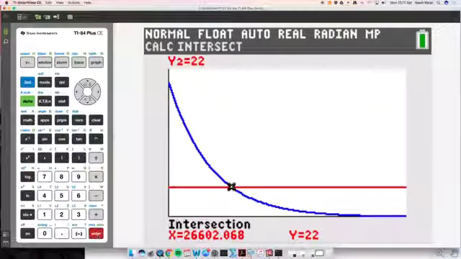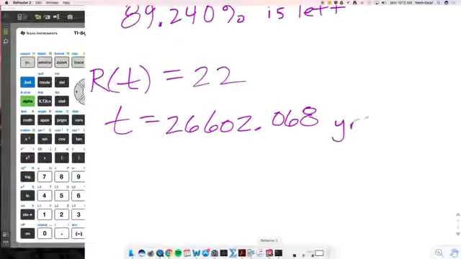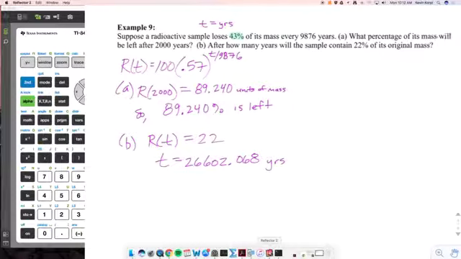Enter, enter, enter. So underneath R of T equals 22, you now put T equals 26602.068. Right? R of T equals 22, and underneath there, T equals. Do we have units of that? That's years. Good. 26,602 and 68 thousandths of a year. We'll have exactly 22 grams of our original 100-gram sample, which is 22%.